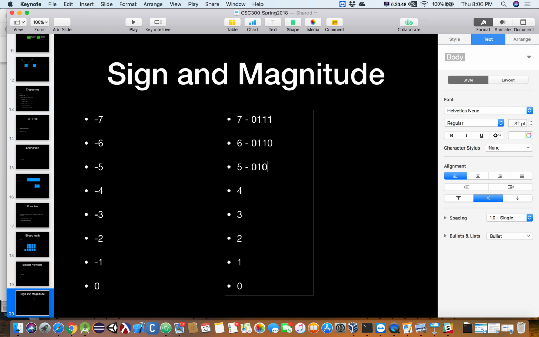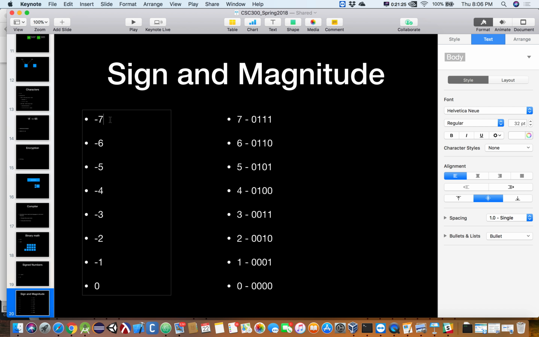0, 1, 0, 1. 0, 1, 0, 0. 0, 0, 1, 1. 0, 0, 1, 0. 0, 0, 0, 1. And then what's 0? 0, 0, 0, 0. Okay, so that is our positive numbers. Negative equivalents, this will be 1, 1, 1, 1.